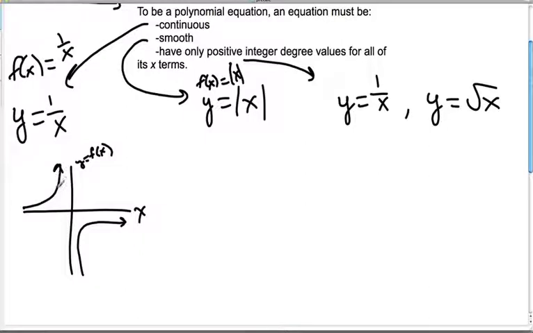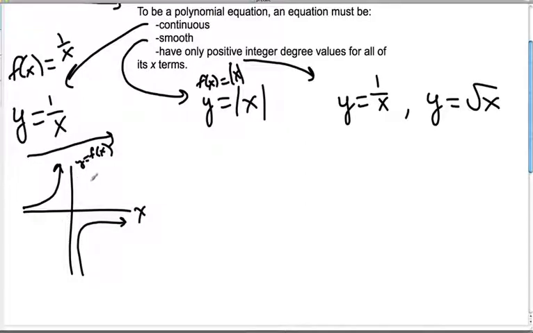The rectangular hyperbola equation does not have a full left to right, does not flow cohesively. There's a little gap. There's a place where none of the values for the function will ever exist, and that is the y-axis, right at 0 for this parent equation.